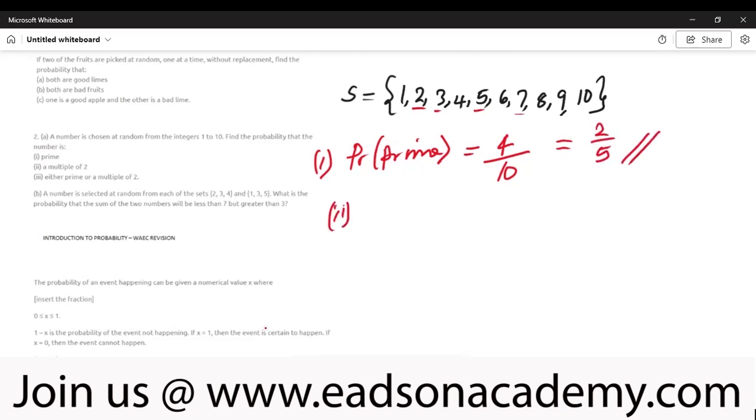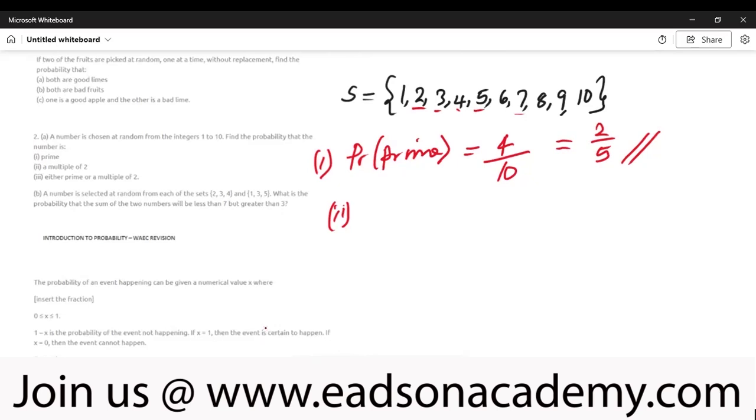Then the second question says a multiple of 2. When you multiply 2 by something, the result is called a multiple of that number. So 2 times 1 is 2, so 2 itself is a multiple of 2. 2 times 2 is 4, 4 is a multiple of 2. And 2 times 3 is 6, 6 is a multiple of 2. 2 times 4 is 8, 8 is a multiple of 2. And 2 times 5 is 10, so 10 is a multiple of 2.